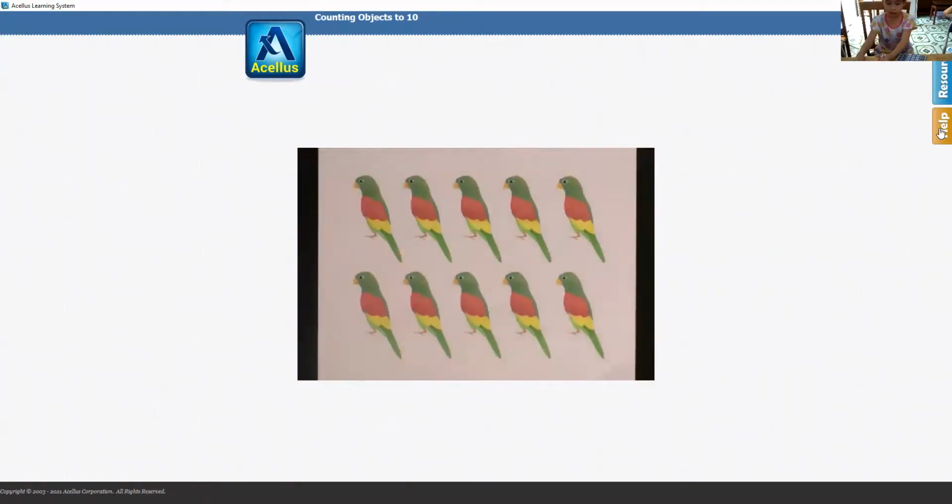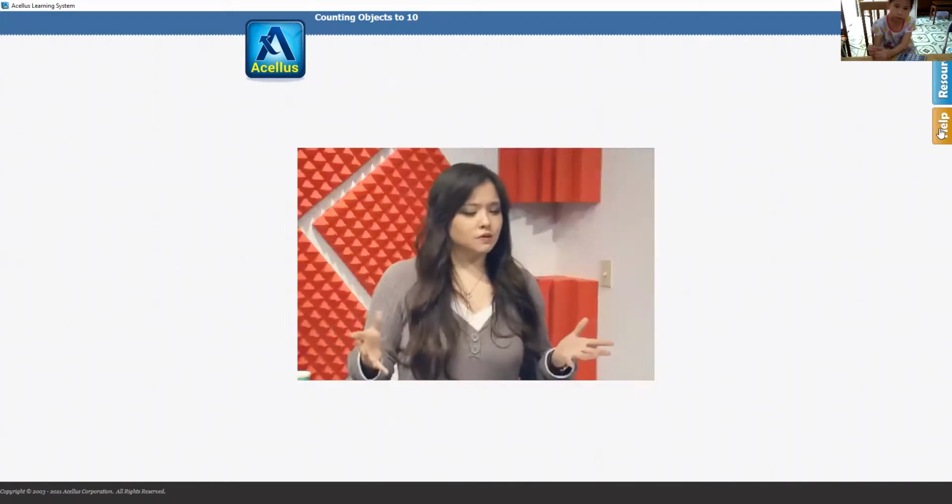Here we have some parrots. So let's count the parrots. We have 1, 2, 3, 4, 5, 6, 7, 8, 9, 10. There are 10 parrots. Let me show you something else.